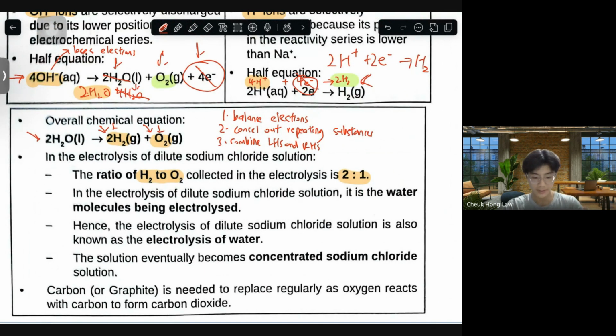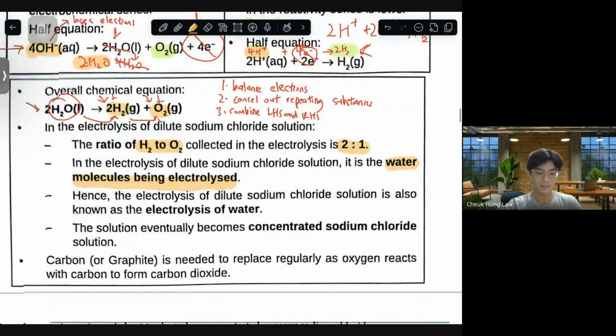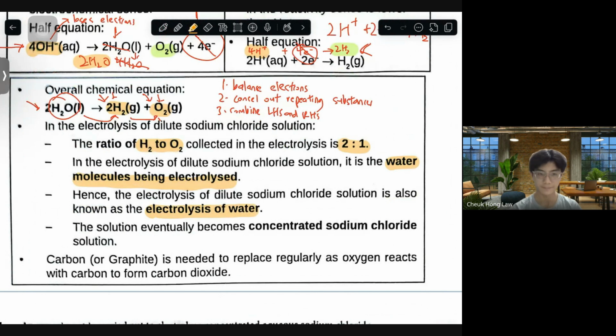Then the other thing we can tell is that it's only your water molecules being electrolyzed. Like you realize the overall chemical equation is just water being electrolyzed. Electrolysis is basically breaking down a compound into simpler substances. So we are breaking down water into hydrogen and oxygen. That's why we call this whole thing electrolysis of water. So electrolysis of dilute sodium chloride is essentially electrolysis of water.